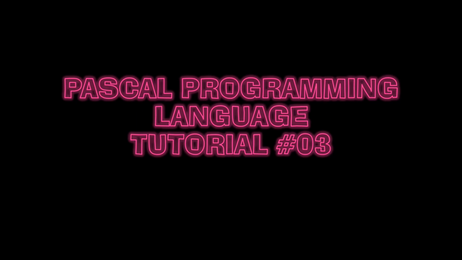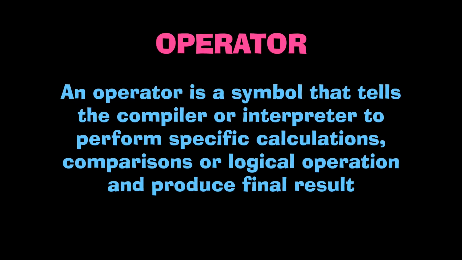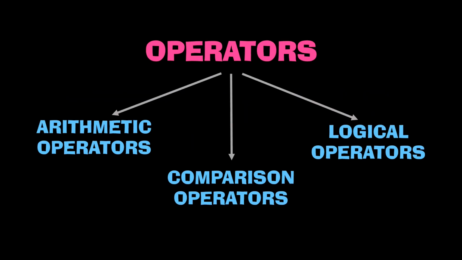In our last tutorial, we learned the data types of Pascal, variables and constants. Now let's get into today's lesson. Operators are another important thing of every programming language. Today, we'll be learning the operators. An operator is a symbol that tells the compiler or interpreter to perform specific calculations, comparisons or logical operations and produce final results. Pascal has three types of operators. They are arithmetic operators, comparison operators and logical operators.